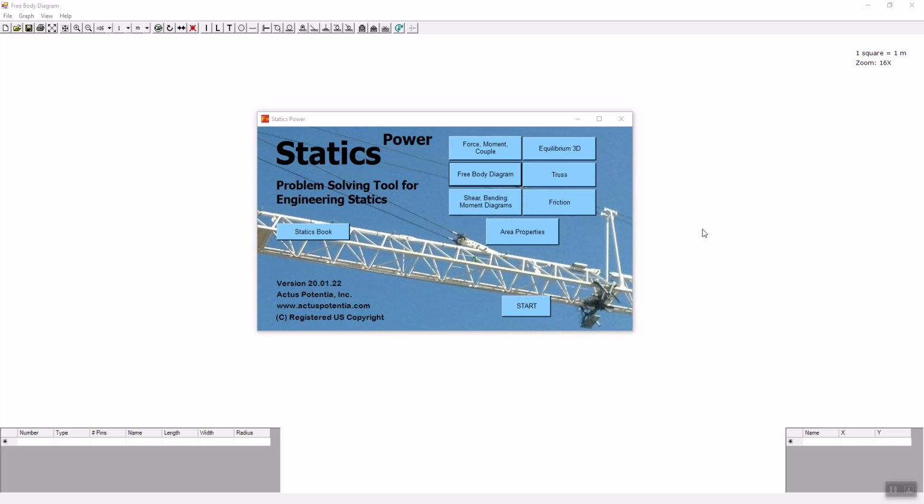Welcome to this video on frame analysis. We will use Actus Potentia's free body diagram application to analyze the frame.